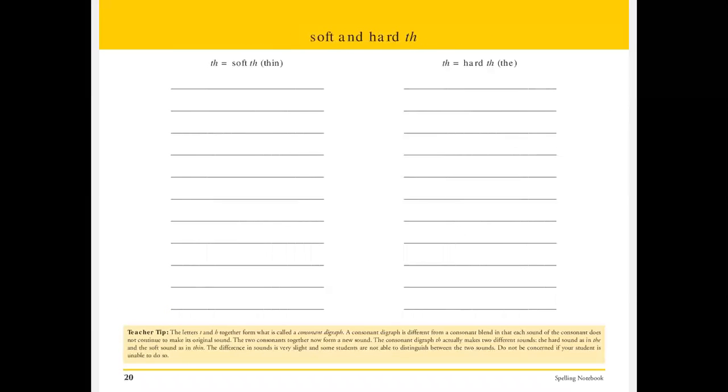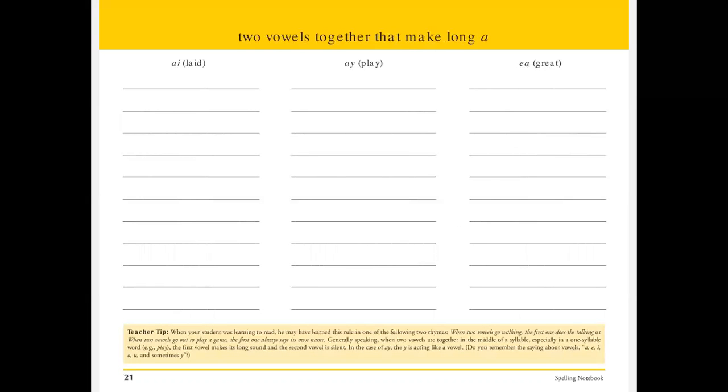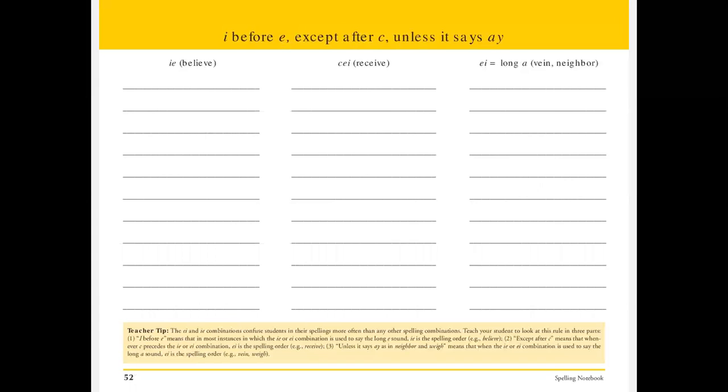So then moving past the hard and soft digraphs, we see the two vowels together that make long A. And there are sample words as well. So on this page, we see AI, and then they write laid, AY, they write play, and EA, they write great. Then here, going all the way back to page 52, we have the I before E except after C, unless it says A rule.